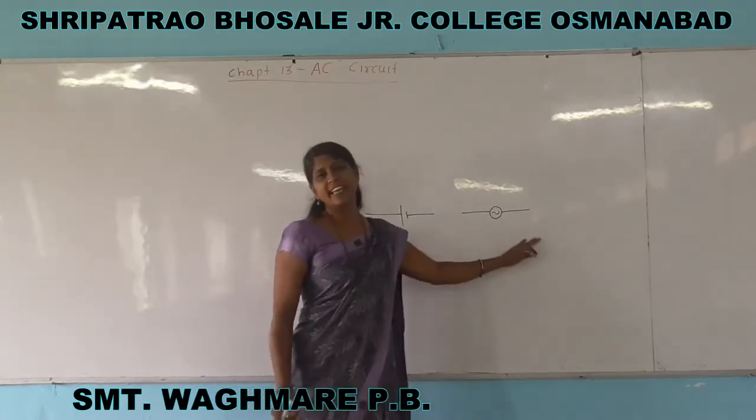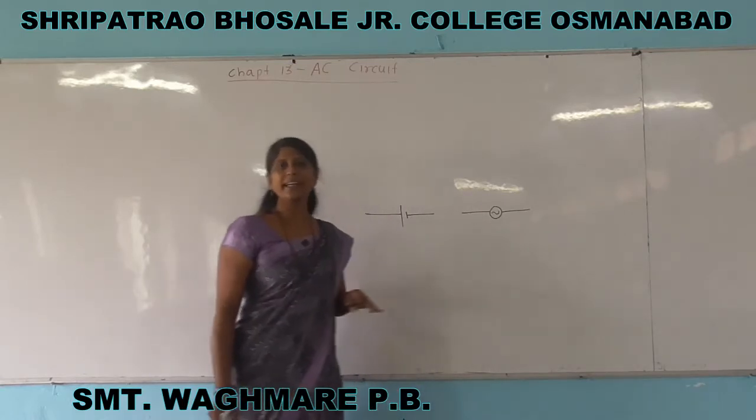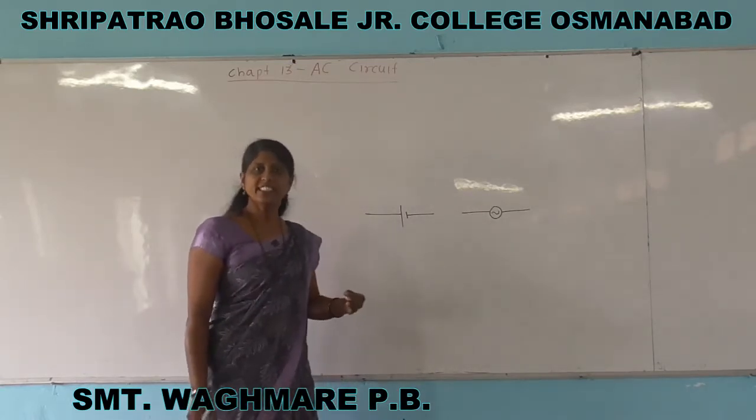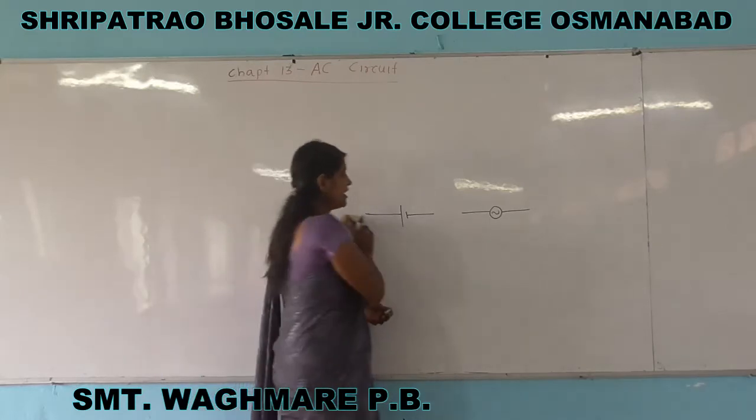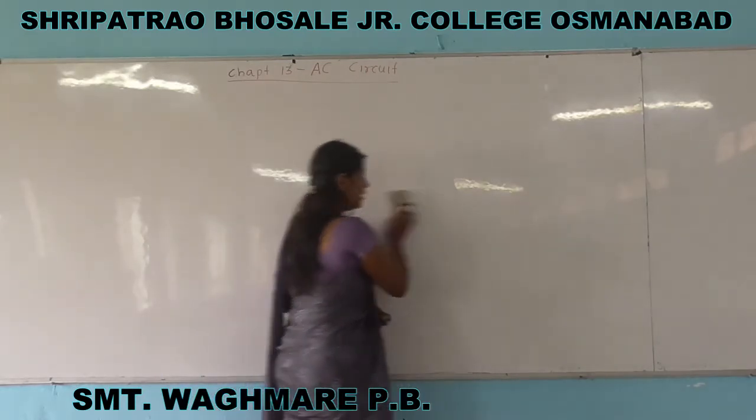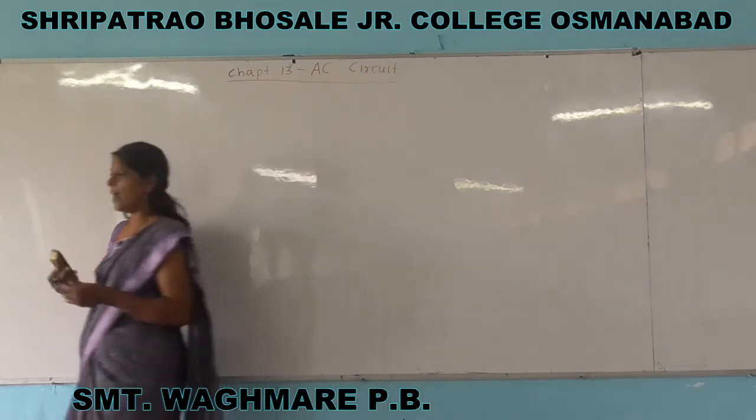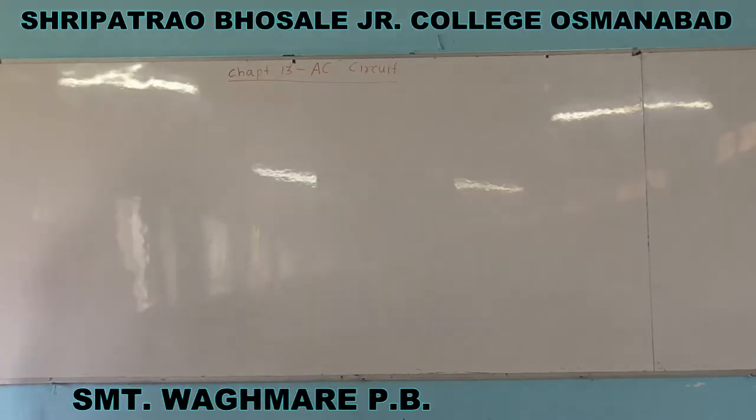But in case of AC supply, the polarity continuously changes, and therefore we call it alternating current or alternating supply. Polarity of voltage keeps changing periodically. We have already discussed the AC voltage, the generation of AC voltage and the AC current.